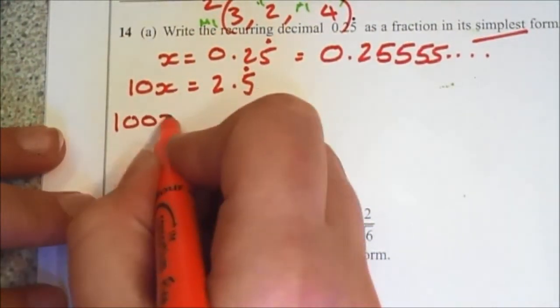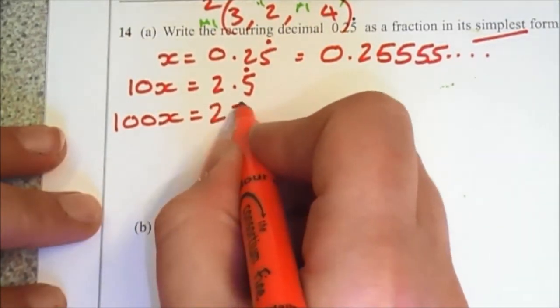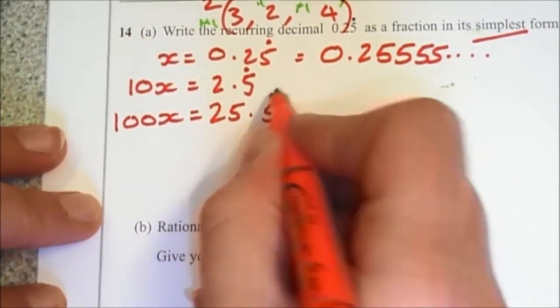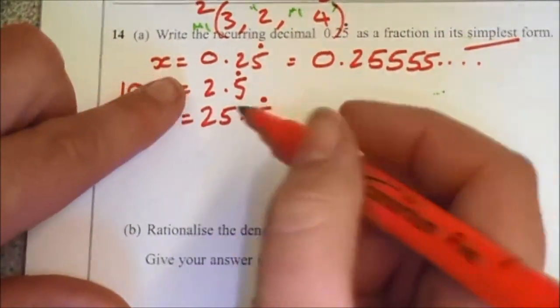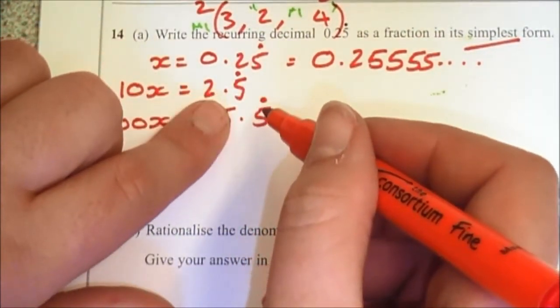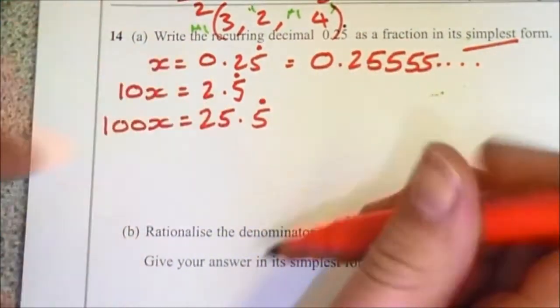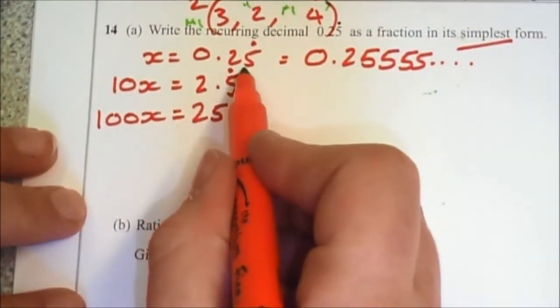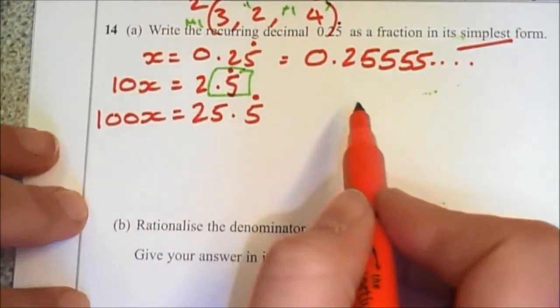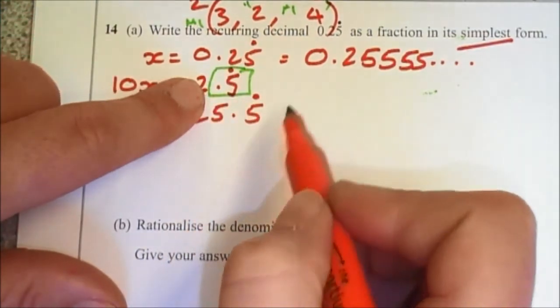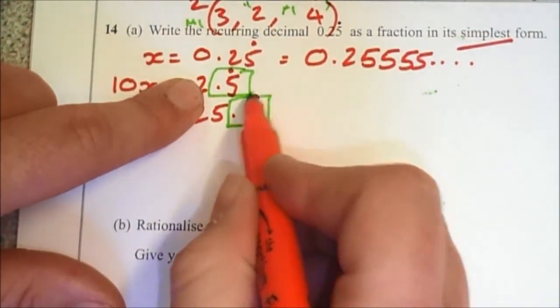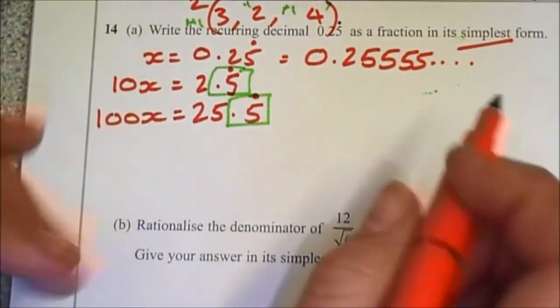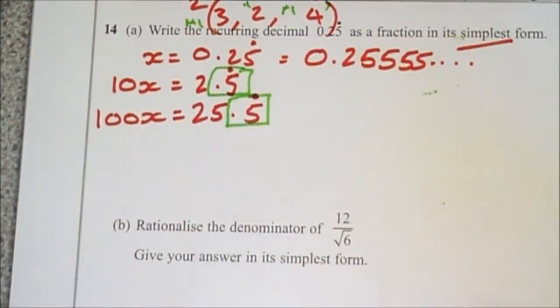Let's see what 100x would be. So 100x would be 25.5 recurring. Now we can see that we've managed to isolate the 0.5 recurring on both of these, because that only has 5 recurring after the decimal, and so does that. So in order to get rid of them, I can subtract these from each other.